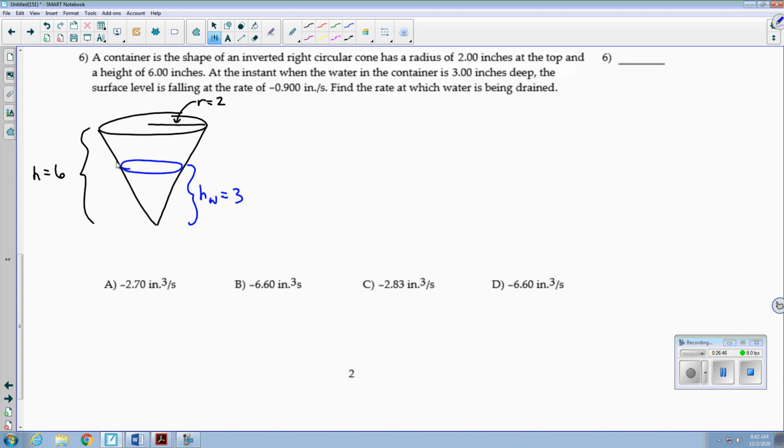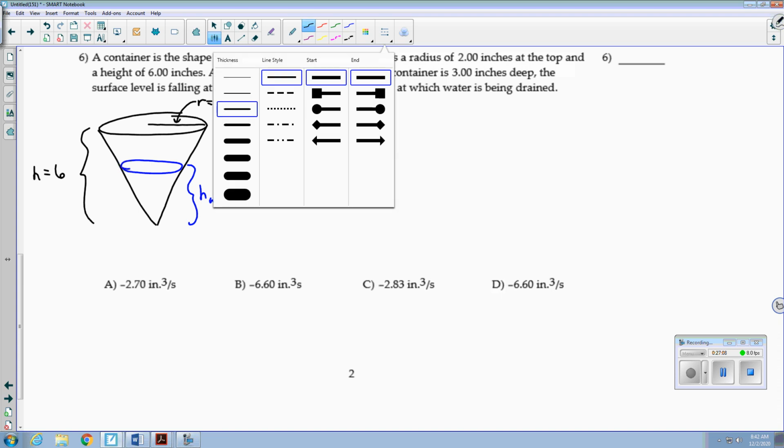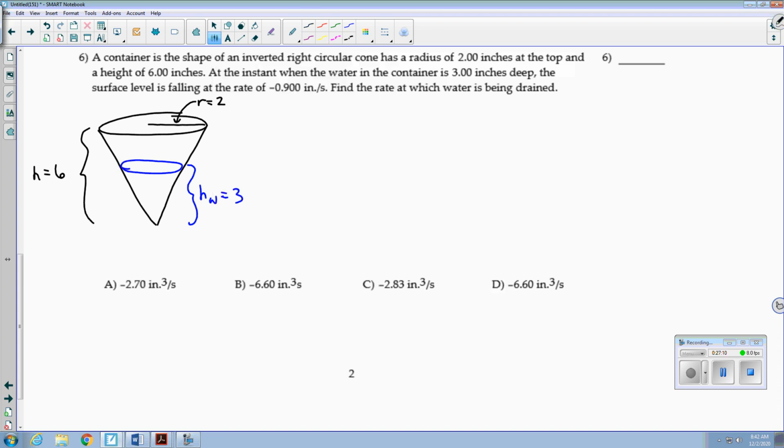The surface level is falling at a rate of negative 0.9. So the surface level of this water is decreasing. So the water is being drained out of this cone. So what are we looking for when it's asking to find the rate at which the water is being drained? We want the total volume of water that's being removed at that point in time. So we're looking for the rate of change in the volume of the water, the total amount of water in the cone.